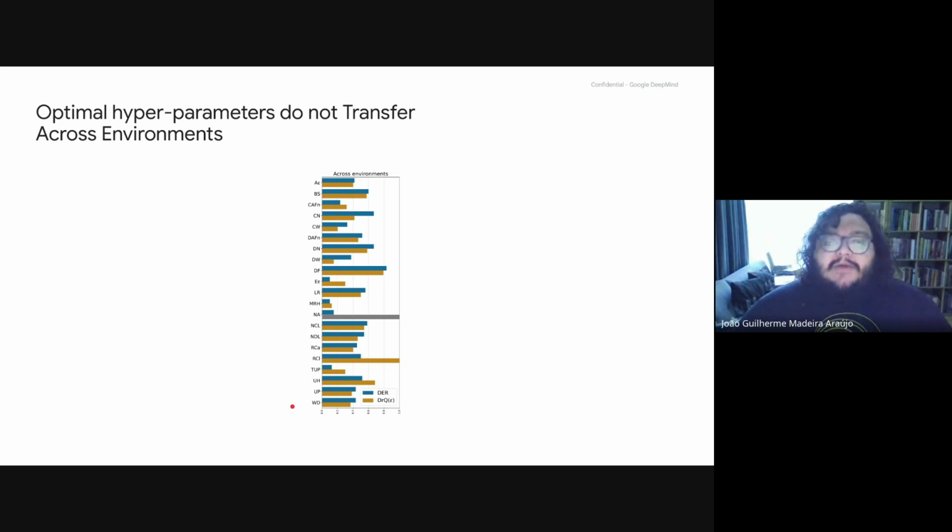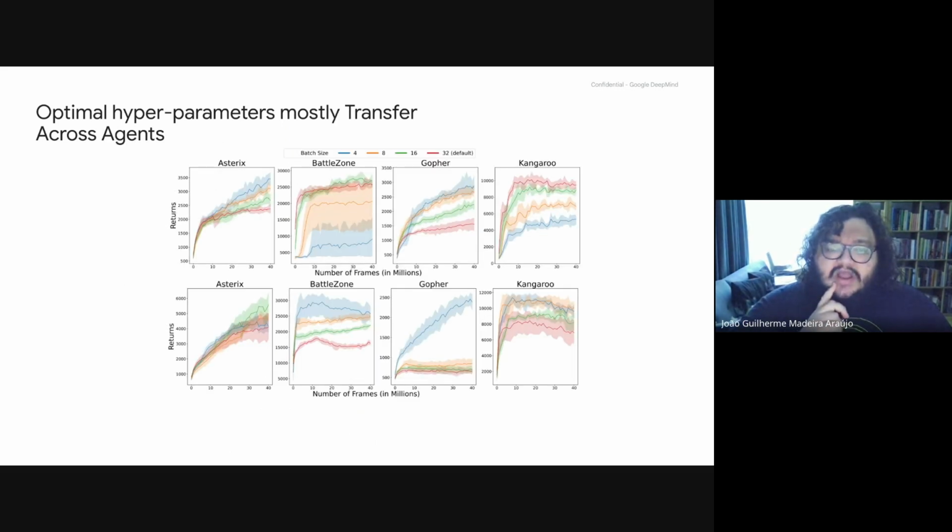Finally, optimal hyperparameters do not transfer across environments. And this is not a mostly, no, this is a very strong do not. There is not a single 0 in this plot. A lot of them are over 0.4. Some of them are basically at 1. So you can go from best to worst performance very commonly by changing the environment. And we can look again at that example that we mentioned before of Asterix, Battlezone, Gopher, and Kangaroo.